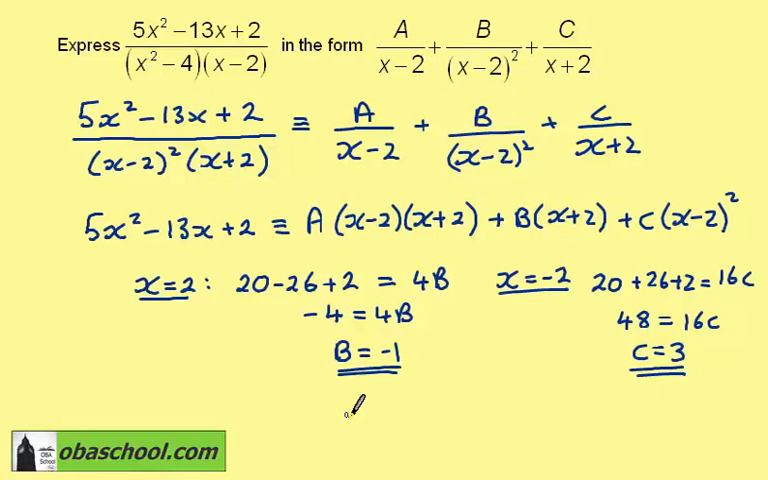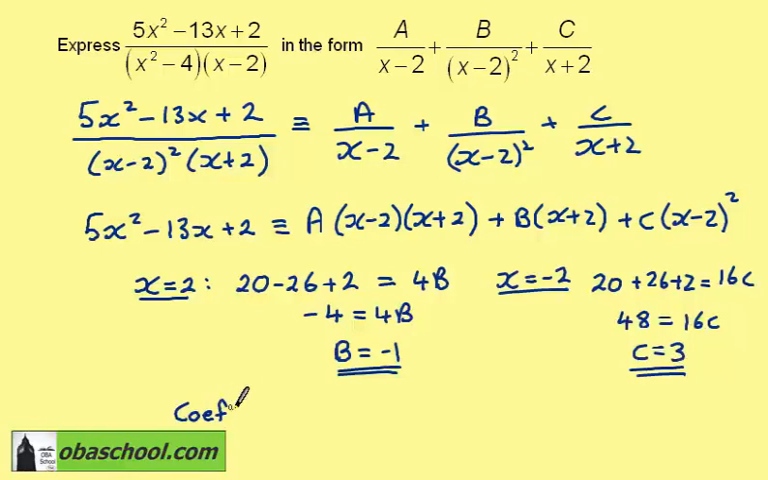There is no other value that we can use that makes everything disappear except the term involving a. We've used x equals 2, and that makes the a and c term disappear, and we've used x equals minus 2, which makes the a and b term disappear. In order to find a, our only remaining constant, we could do one of two things. We could just substitute in any other value of x, and we'll have an equation involving a, b and c, but we know the values of b and c. Or we could compare coefficients.